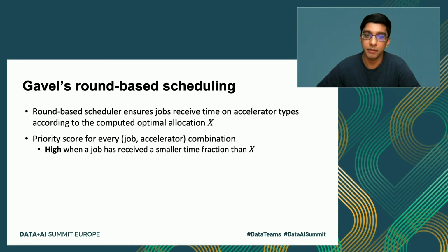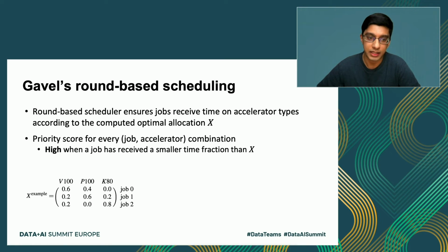In order to actually determine which jobs are going to be assigned to which resources, we use priority scores. So the priority score of a job is going to be high when the job has received less time on that particular resource type than it was supposed to according to the theoretical allocation. So let's look at an example of this. We have here the example allocation matrix we were looking at earlier, but now we have another matrix which is rounds received, which tells us how much time each job has actually spent executing on each resource type. And you'll notice for job 0, in the theoretical allocation, it was supposed to be spending 60% of its time on the V100, but in reality, it spent 75% of its time there.